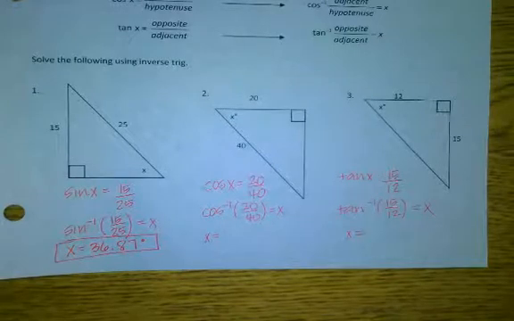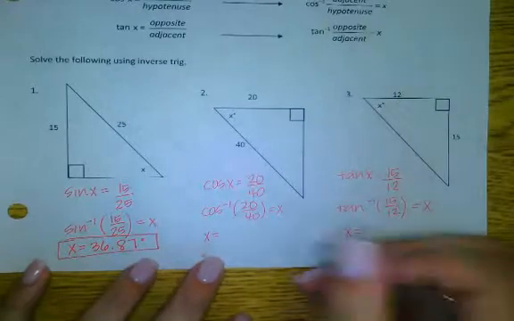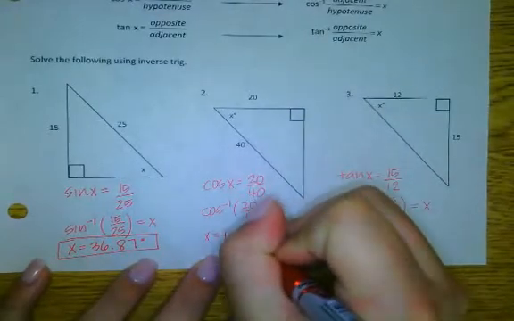Yeah, we're doing it in hundredths for now. Jordan, what'd you get for number 2? X equals 60. Very good. 60 what? Degrees.